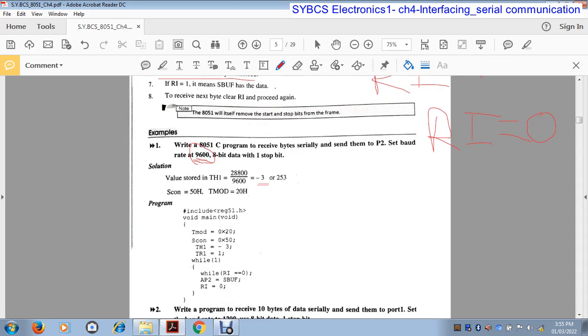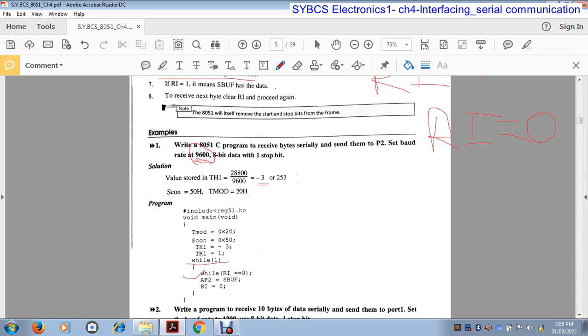After all these steps, here we use the while loop. While RI is equal to 0, the meaning of this instruction is that the receiving of information is in process. That means the receiver is receiving the information. So when a receiver is receiving the information, RI is 0. This 0 indicates that the receiving is in process.